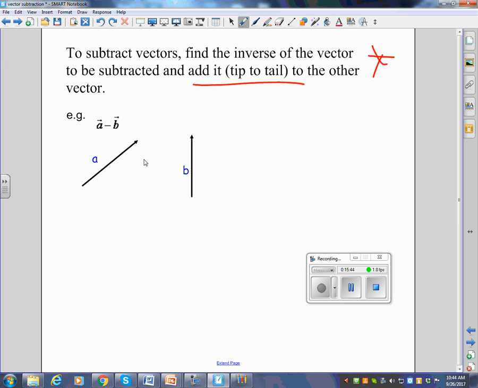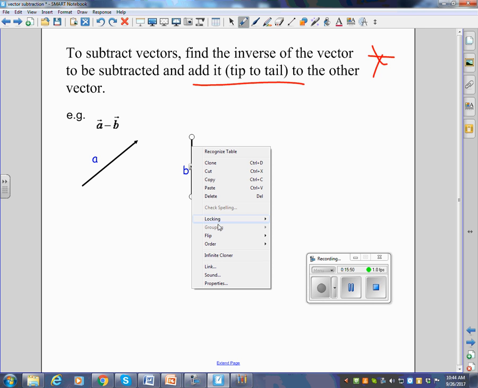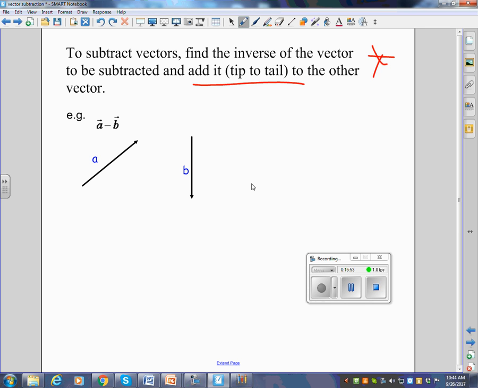Okay, so you're going to take that value of B and you're going to flip it upside down. Okay? You're going to turn it the opposite direction. You're going to make it negative. And then do what? Tip to tail. So I put this one where? Right there.